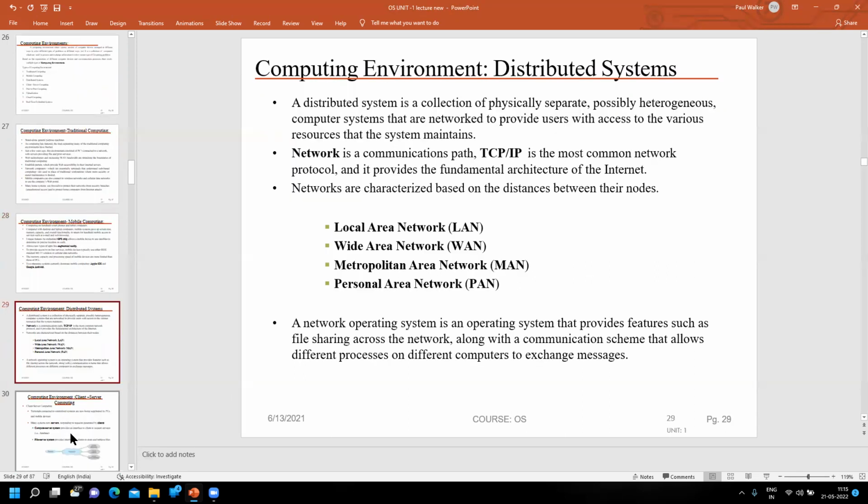Moving to the next technology, a distributed system is a collection of heterogeneous networks which provides the user access to various resources. A network is a communication path. It is provided by the TCP/IP protocol, where it is interconnected by nodes. It is classified into four categories: LAN, local area network; WAN, wide area network; MAN, metropolitan area network; and PAN, personal area network. Each will be interconnected with each other.